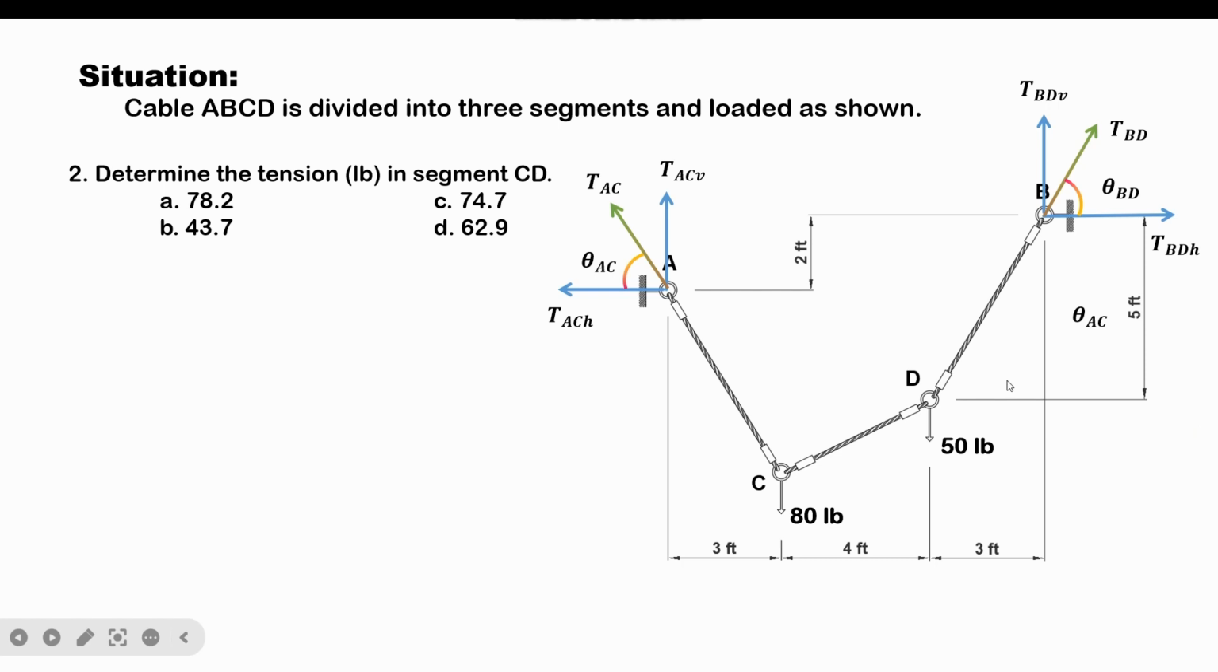So if we are to consider joint D here, the segments that are connected there are segment CD and BD. We are looking for the tension in CD, but the tension in BD is unknown. So basically, joint D would be eliminated from our choices of joints that it is preferable for us to analyze in order to compute for the tension in segment CD. So what we are left with here is to consider joint C. So let's analyze joint C.